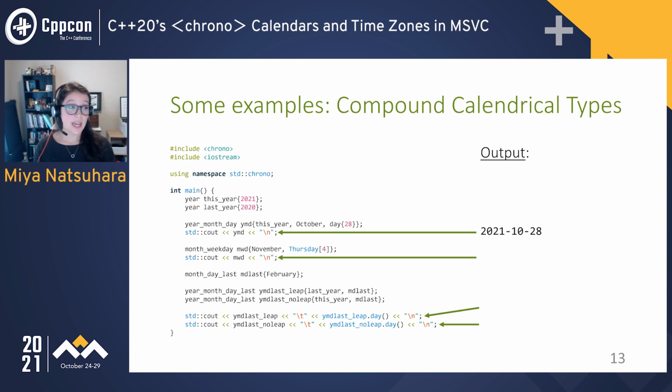Alternatively, we have a month weekday, which is a little bit interesting. We don't have a year specified. We are just creating this using a month, in this case, November, just for kicks. And again, a weekday indexed, that fourth Thursday.